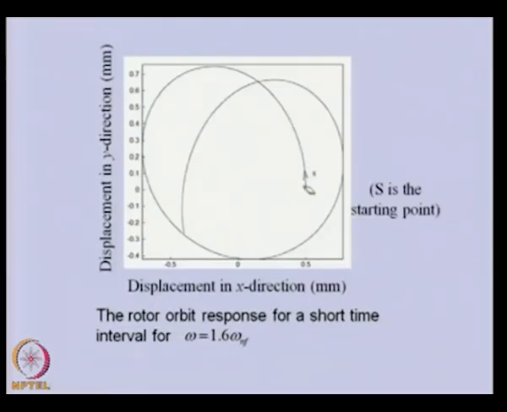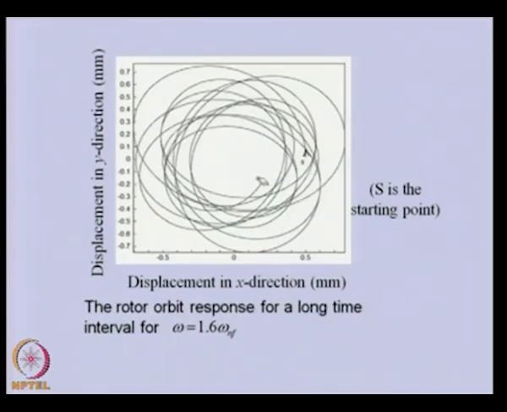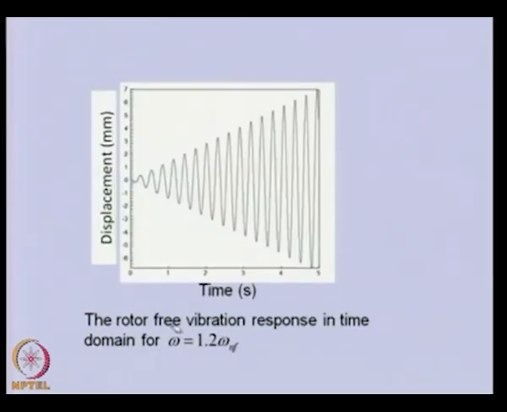So, this is for a short duration, this is the initial condition, and then it comes like this, but for a long duration, gradually it is converging to the steady state solution. Then if we take omega equal to 1.6, then we found that the system is unstable.